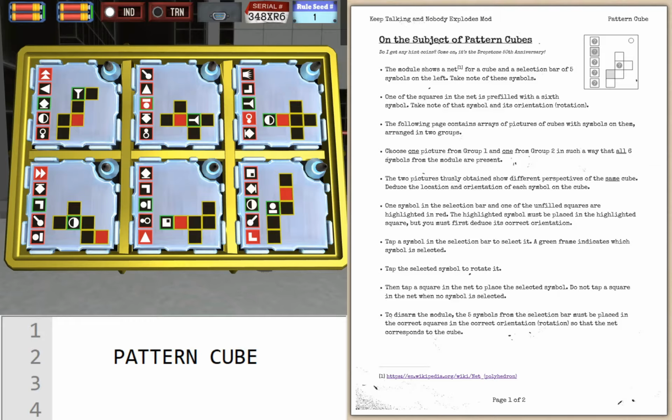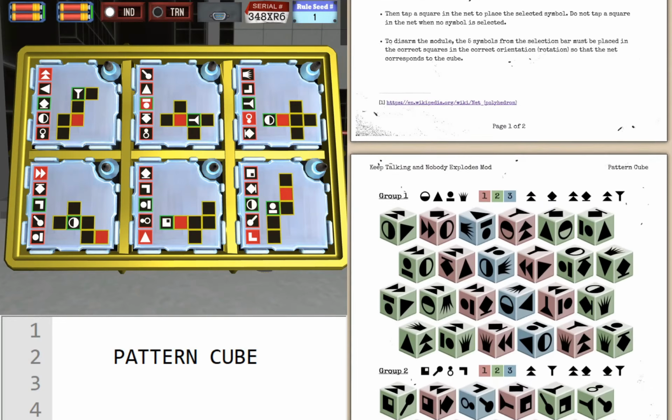Today I would like to go over the pattern cube module with you. This is a module that has stumped quite a lot of KTANers, but today I am going to show you how you can solve this module using only Notepad. No folding of paper, no cutting, no physical objects. So, let's see what this is all about.